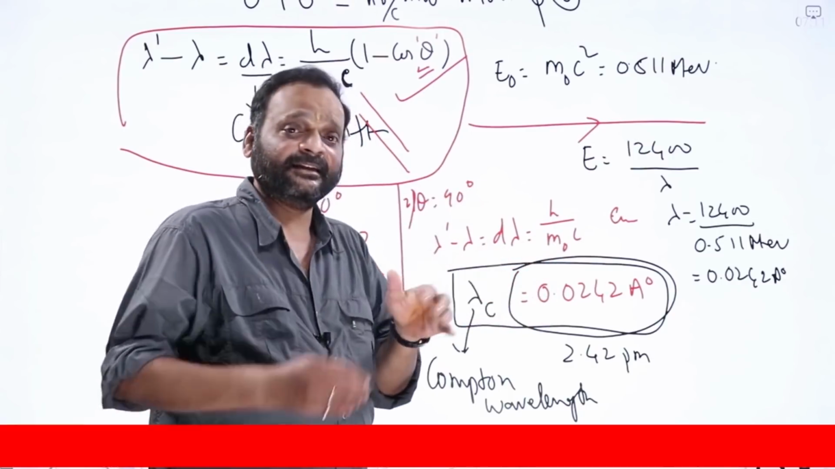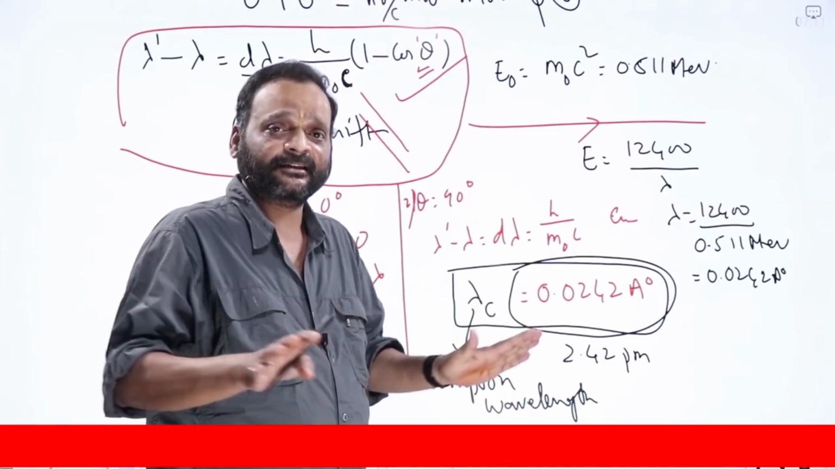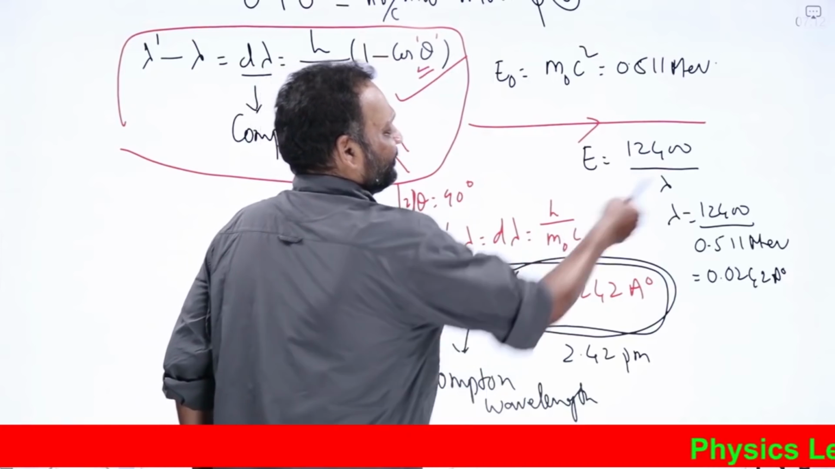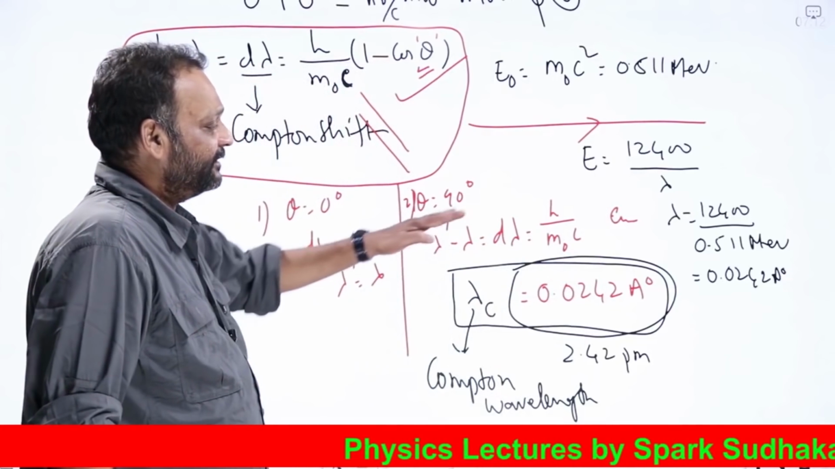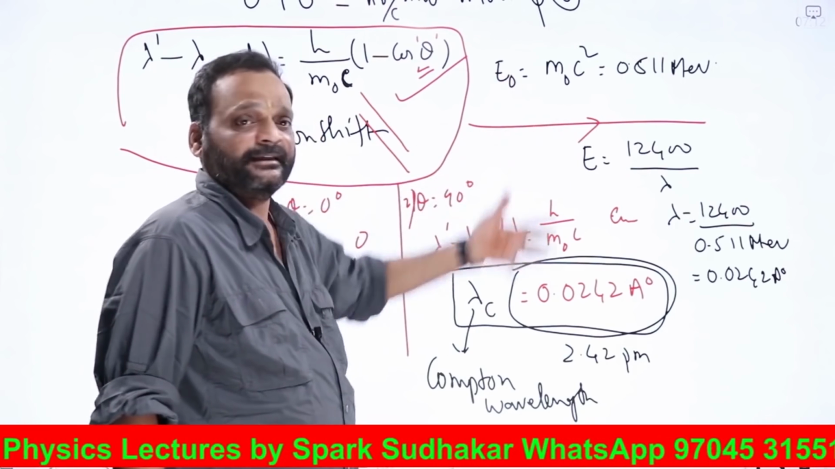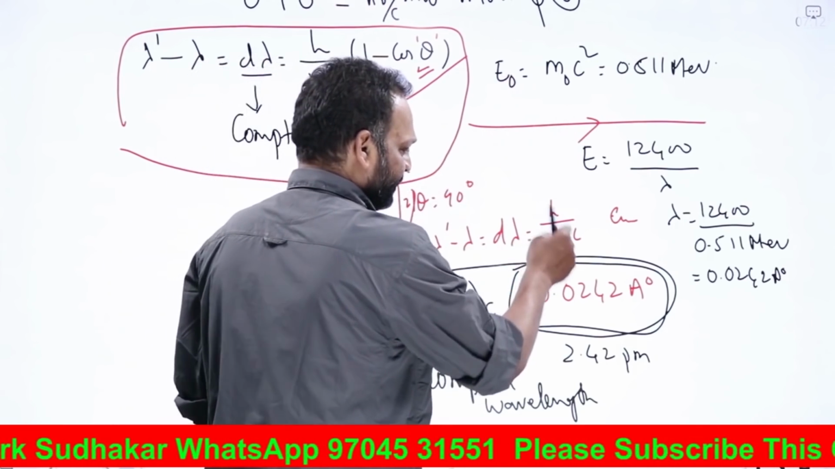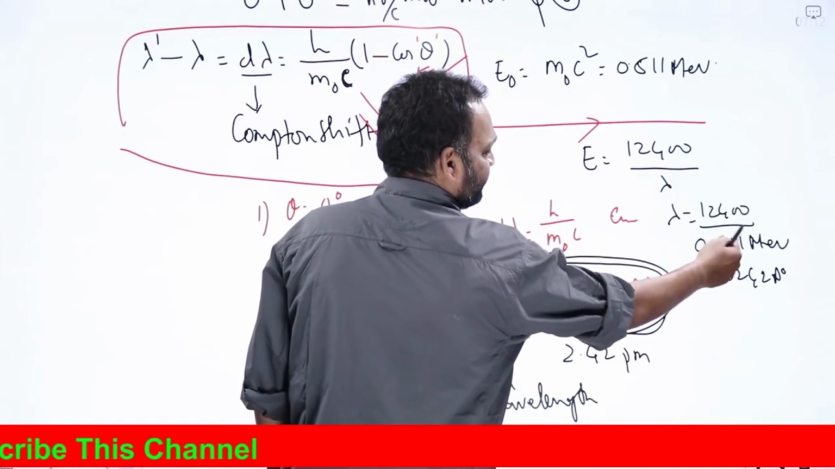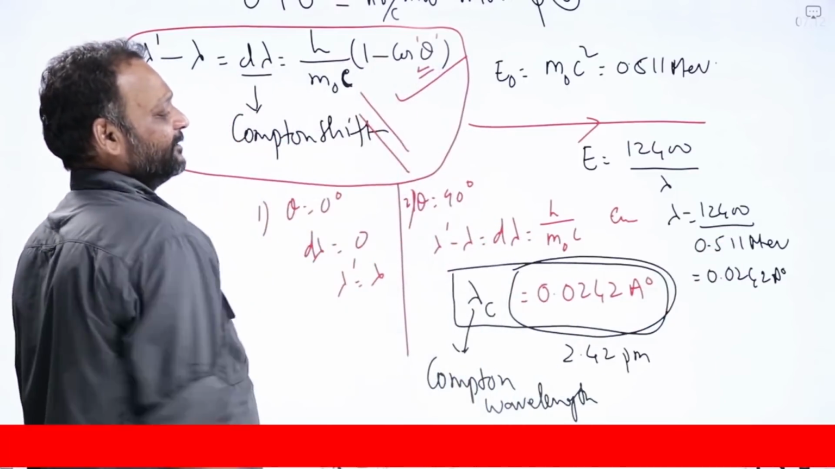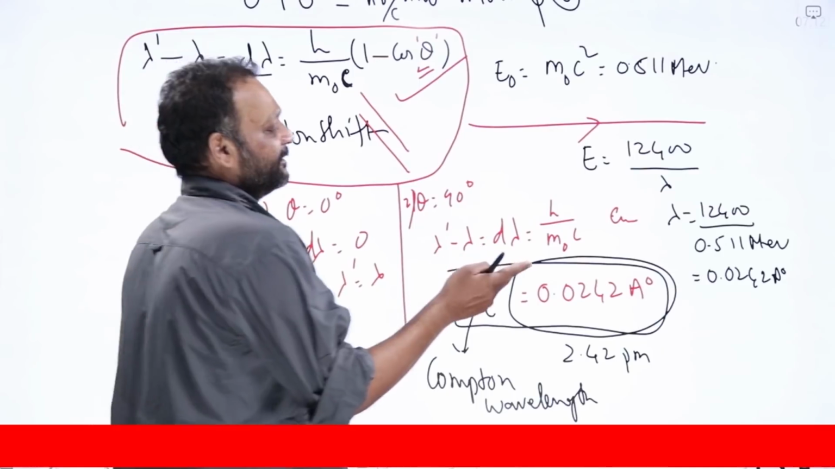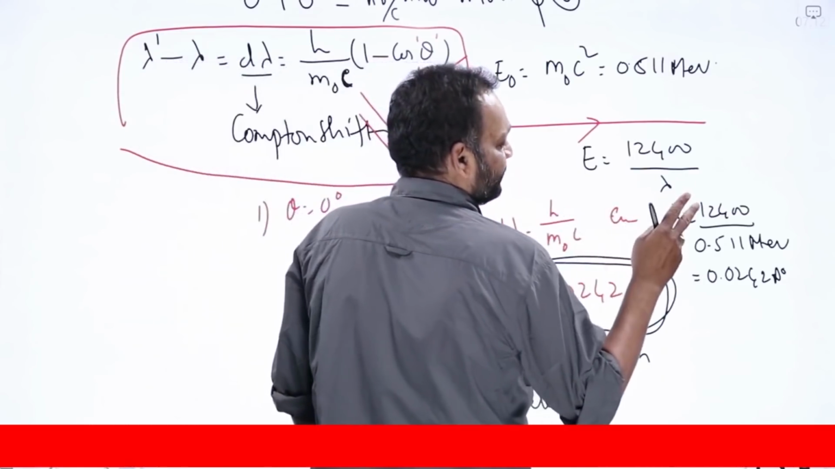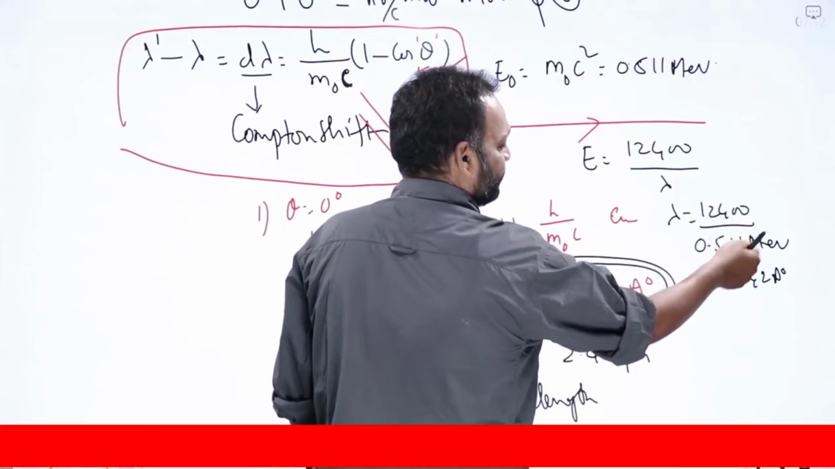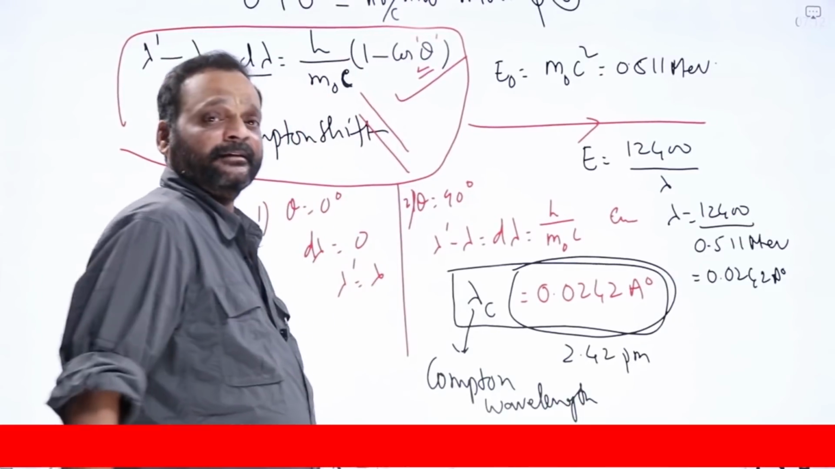It does not mean that the electron is getting destroyed. Nobody can destroy a single electron. The coincidence is that lambda c corresponds to the rest mass energy of the electron. These things will become useful once we go into particle physics, for example in pair production. Remember, the wavelength corresponding to 0.511 MeV is 0.024 angstroms. In pair annihilation, an electron and a positron both get destroyed, so the total energy will be 0.511 into 2, 1.02 MeV, and 12,400 by 1.02 MeV gives 0.0121 angstroms, like that.